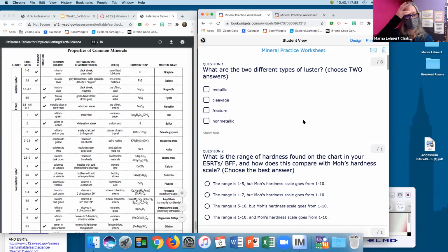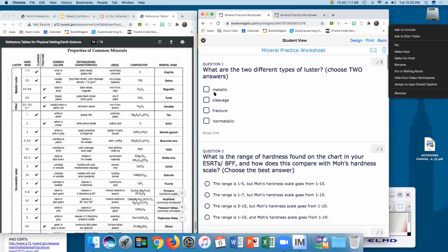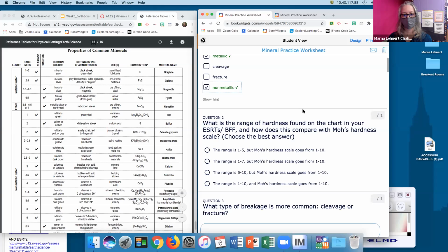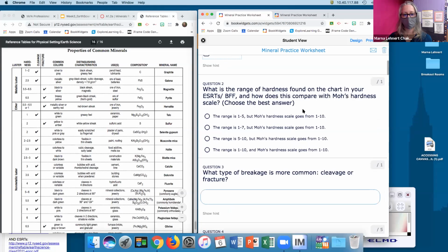Tetchen, what do you think? Metallic and non-metallic. Do you agree, Laura? Yes. All right, so we're going to try it. Metallic, non-metallic. And it should pop up, it pops up green if you got it right. If it pops up red, then you got it wrong, okay? All right, nice job. Go on to the next one.